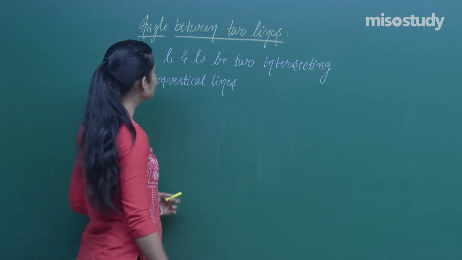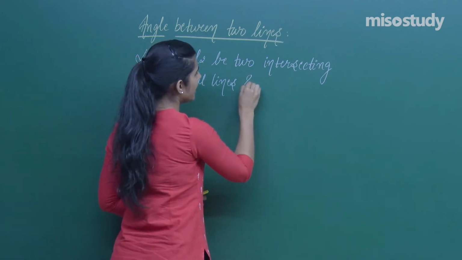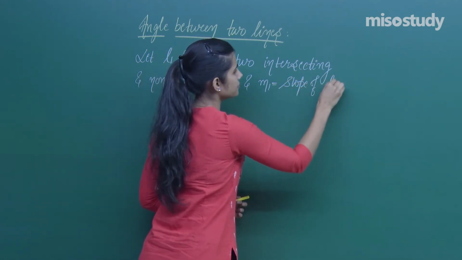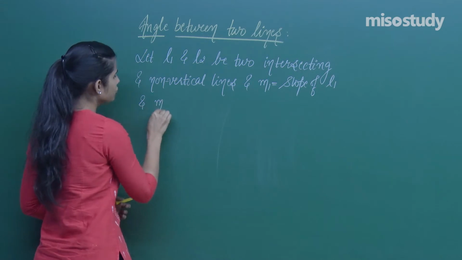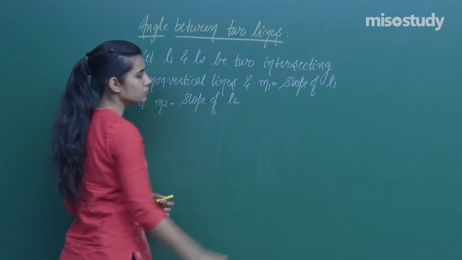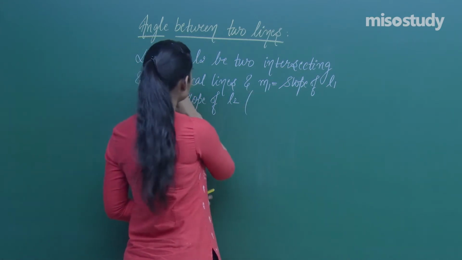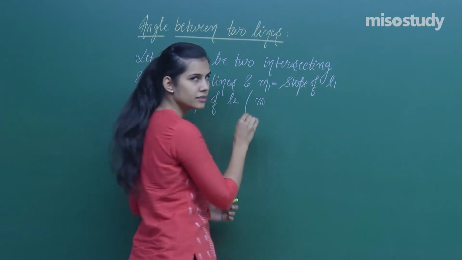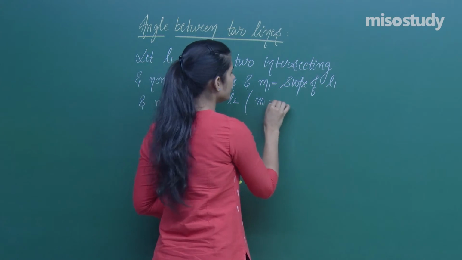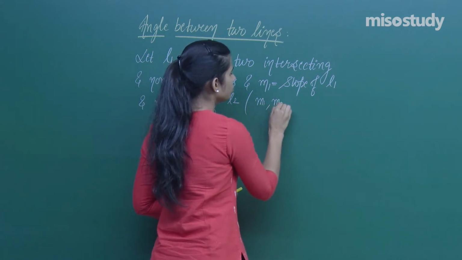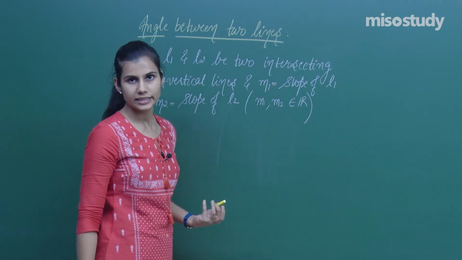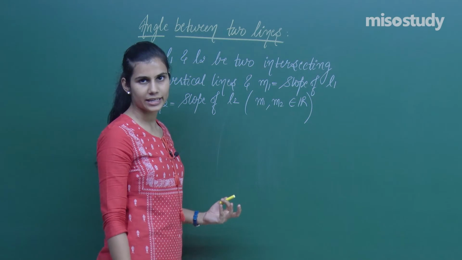Let L1 and L2 be two intersecting and non-vertical lines, and m1 be equal to the slope of L1 and m2 be equal to the slope of L2. As they are non-vertical lines, m1 and m2 are actually real numbers. It's not like they are not defined, they are actual real numbers, either positive or negative.